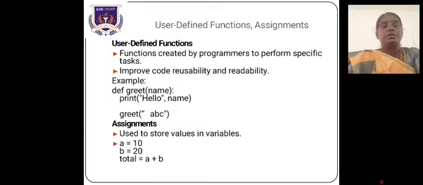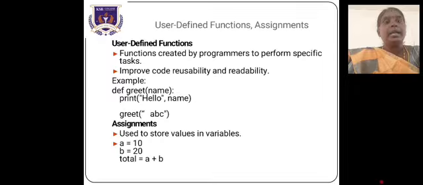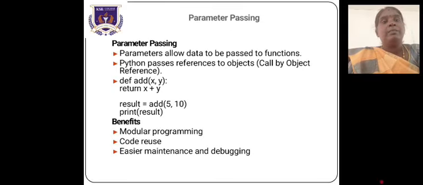User-defined functions. Functions created by programmers to perform specific tasks. They improve code reusability and readability. For example, def greet(name): print("Hello,", name). greet("ABC"). The assignment is used to store values in variables. a = 10, b = 20, total = a + b.